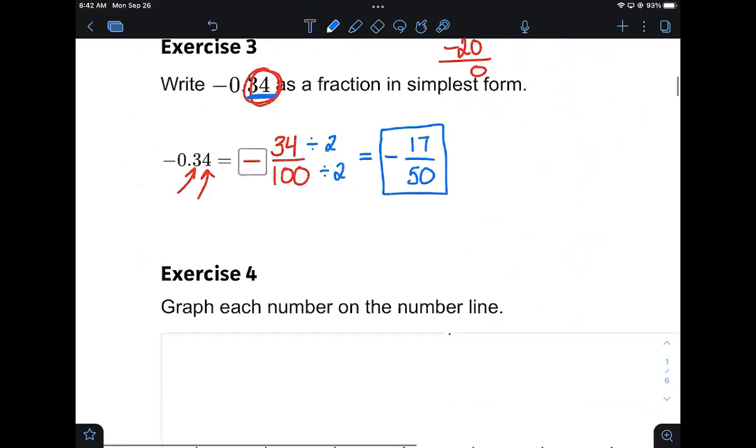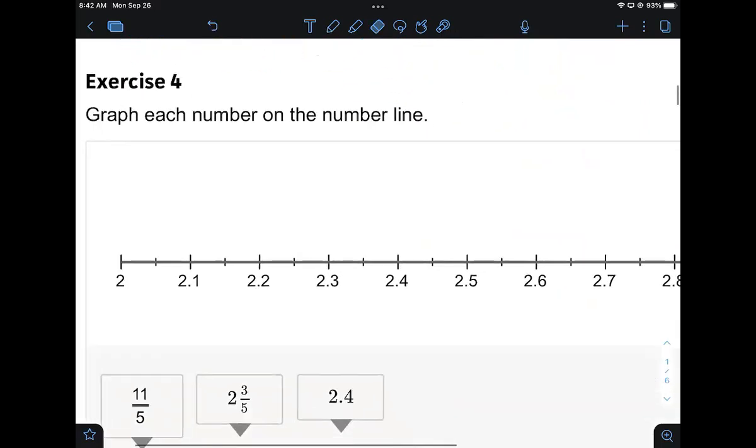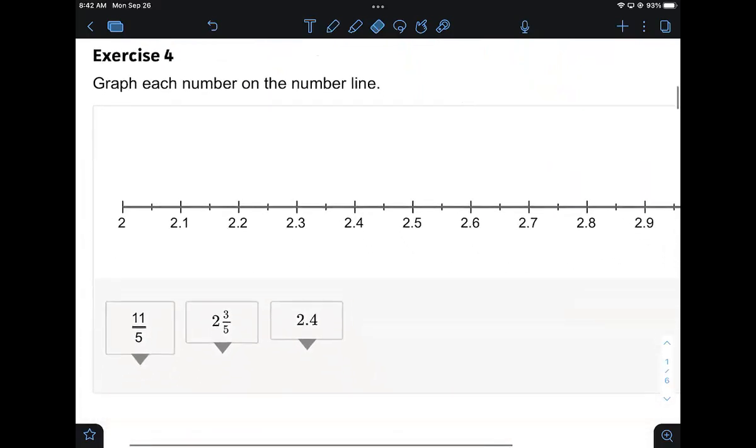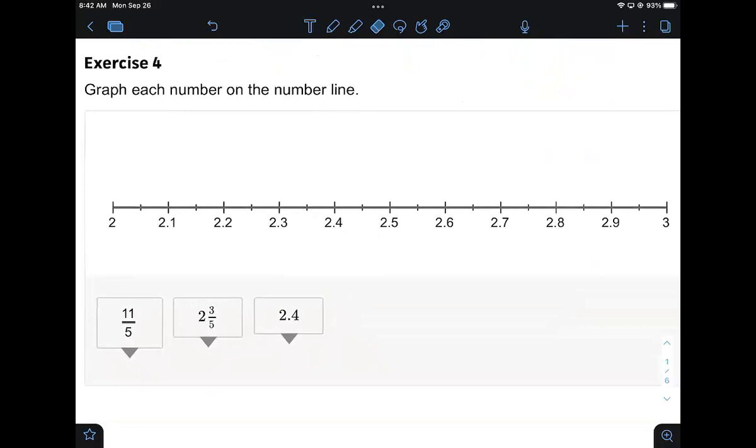Number 4. Number 4 wants us to graph each number on the number line. Now, I'm not going to make you draw a number line on your paper. Essentially, what they want you to do is to order them from least to greatest, which is what we can do, even without a number line. So we're going to order them from least to greatest. But you'll notice this number line is all in decimal form. That's how you should write your answers or write these numbers so you can compare them. It's easier to compare numbers when they're in decimal form versus when they're in fraction form with different denominators.